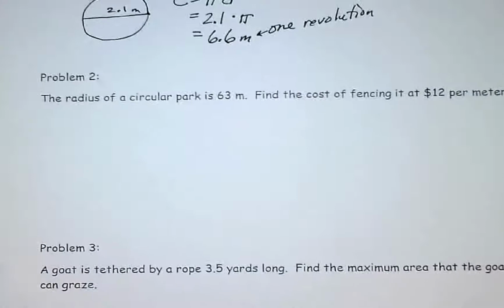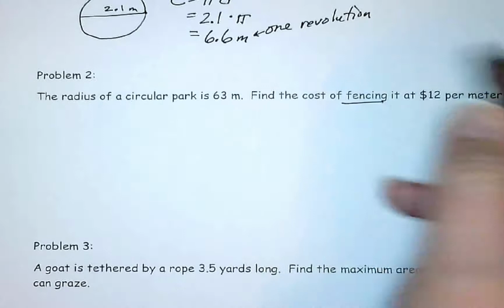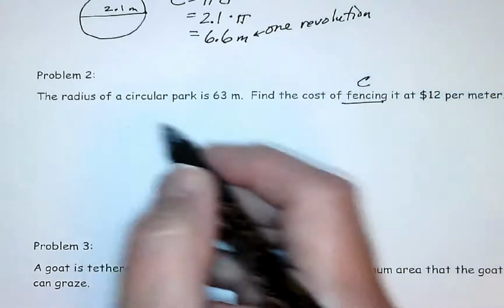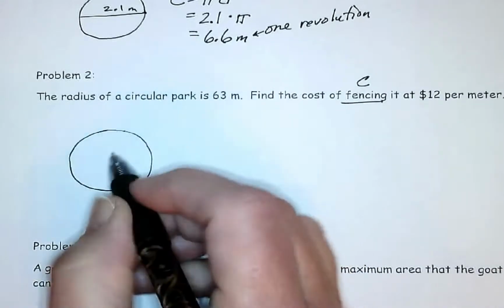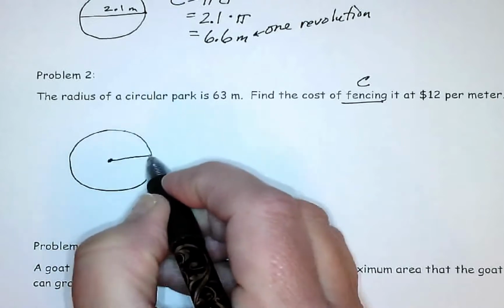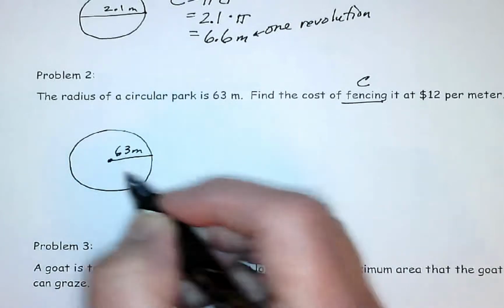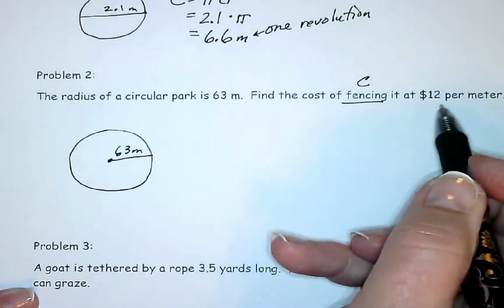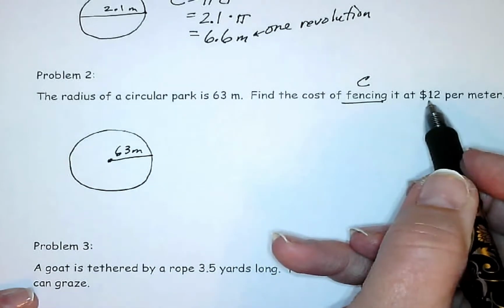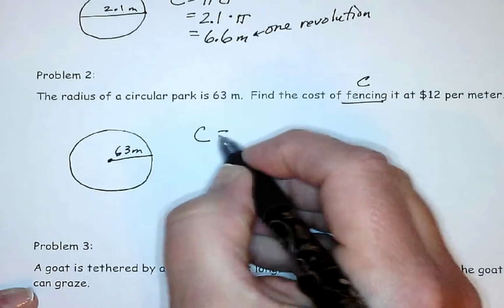Problem number two, the radius of a circular park is 63 meters. Find the cost of fencing. This also would be a good indicator for circumference when you're going around the outside edge. Let's draw our circular park. Radius is going to go from the center out, and it's telling me that radius is 63 meters. Okay, so I need to figure out how many meters it is going around so that I can calculate the cost of the fencing. So again, I'm going to use circumference.